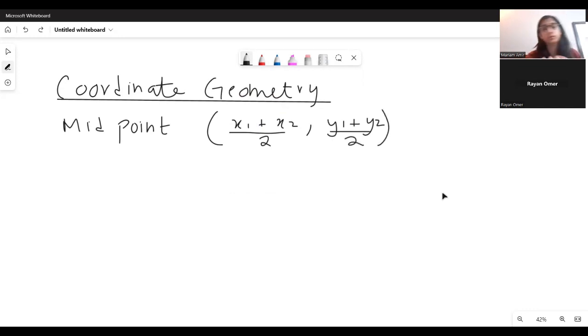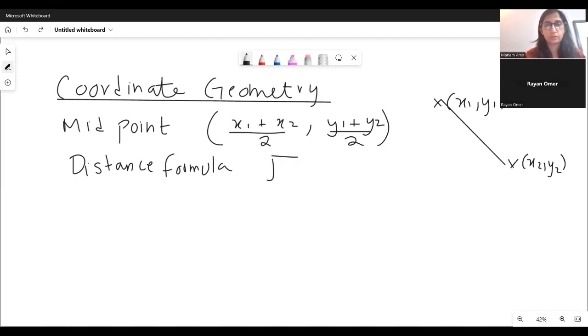Okay. After that, the distance formula. You remember the formula for distance between 2 points? Like we have a point x1, y1, another point x2, y2. Square root of, bracket, y2 minus y1 whole square plus x2 minus x1 whole square.